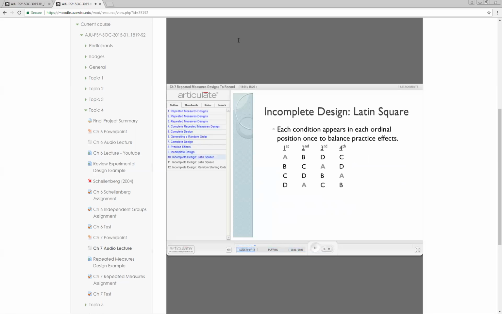With a Latin square, there's a couple of criteria, but let me just tell you the way you read this table: the rows are the order that each participant sees them. So the first participant in the first row would see A first, B second, D third, and then C fourth. That's the way you read it. This is giving you the orders of 4 participants, or 4 groups of participants. And again, this is an experiment with 4 conditions.